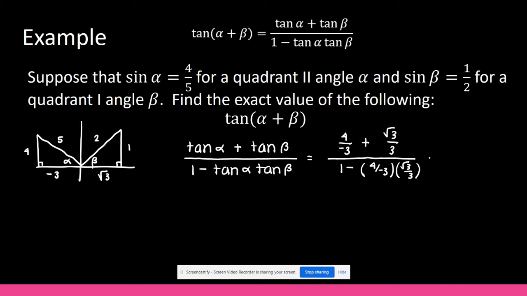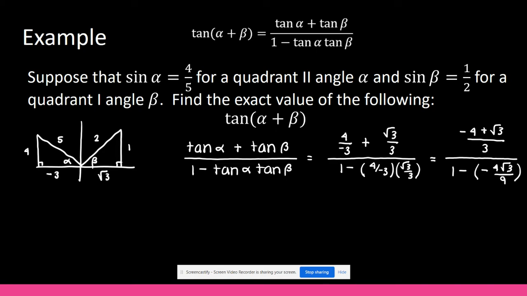All right, so notice that I've got a complex fraction here because I got fractions inside of fractions. But in the numerator, I technically have the same denominator. I can move that negative on the top. And so really, we've got negative 4 plus the square root of 3 all over 3. In my denominator, we'll have 1 minus, and then if I multiply fractions straight across, we'll have a negative, but then it'll be 4 root 3 over 9.